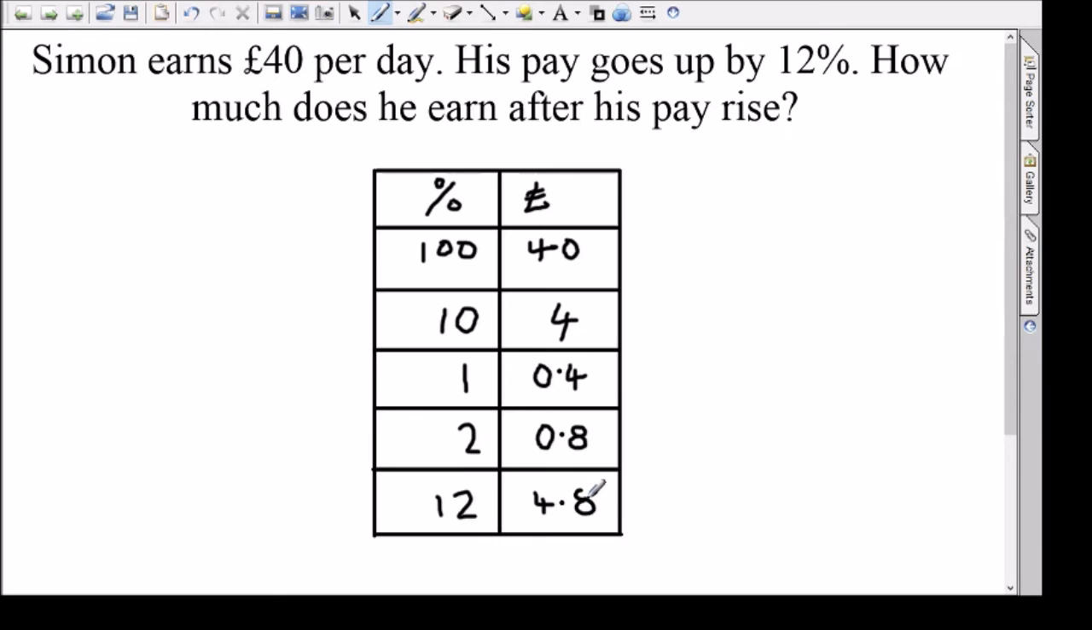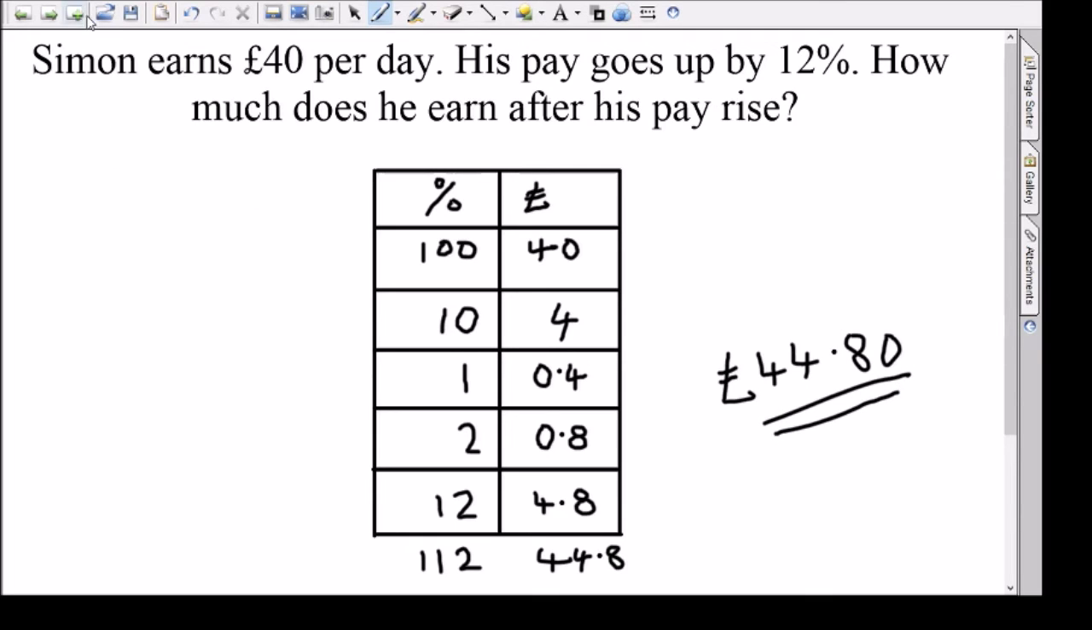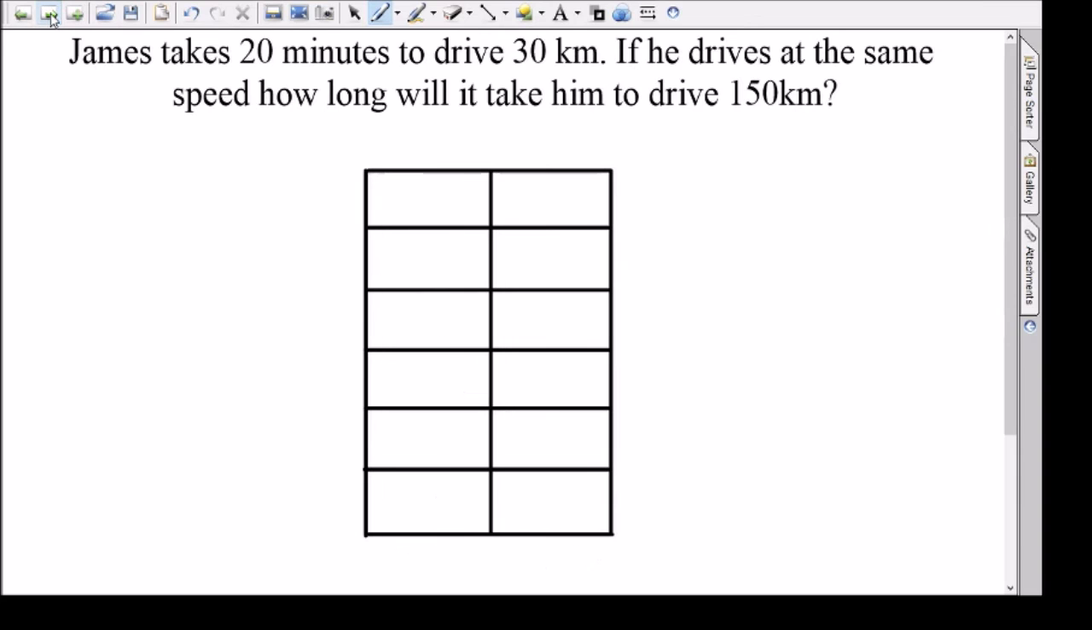Now I'm looking to do the increase, so I'm actually looking for, I've run out of boxes here, I'm looking for 112%. I'm looking to increase my 100% by 12. So the 112% is that plus that, 44.8. So the answer is £44.80. Okay, it's exactly the same method for each of the three that we've done so far.